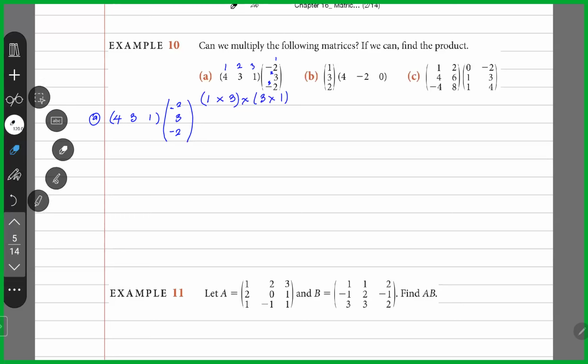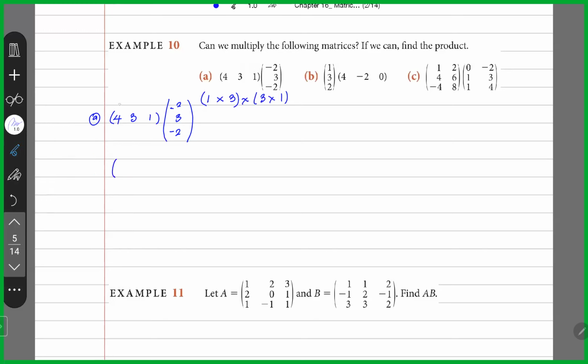So these two matrices are conformable for multiplication because the number of columns in the first matrix is equal to the number of rows in the second matrix. We're multiplying one row by one column, so the answer is just going to be one element. How do we multiply a row by a column?